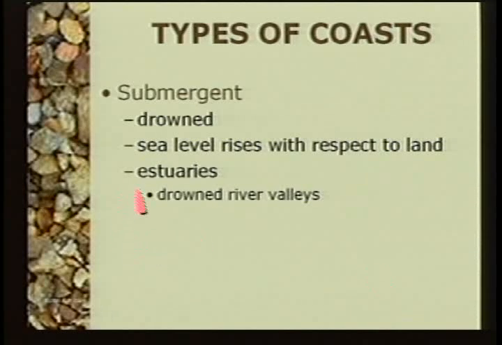In a submergent type of coast, again, this is a drowned coastline because the water's moving up with respect to the land. We often see estuaries, and these are drowned river valleys. They're pretty obvious on topo maps, and we'll see an example of that later on in this segment.